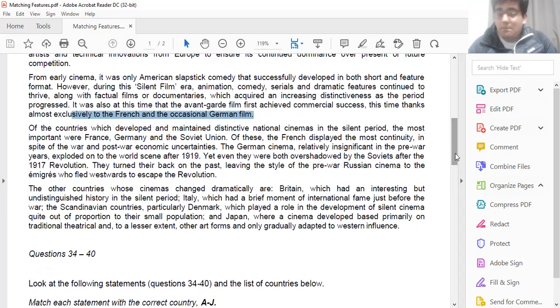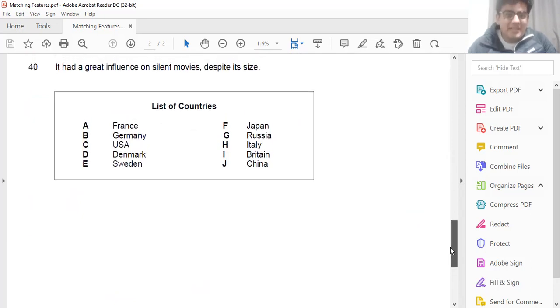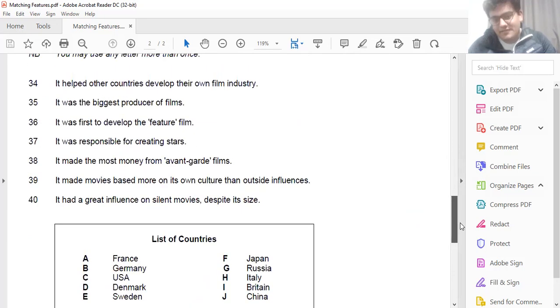This is where paraphrasing is very important. Almost exclusively means that France had the dominant role. Occasional means that Germany had the minor role. So they're saying made the most money, so they're talking about the country with a dominant stance on this matter, and that is going to be France. Therefore, the answer is going to be France. I mean, not France, the letter that corresponds to France. Obviously, in this case, it is A for alpha.